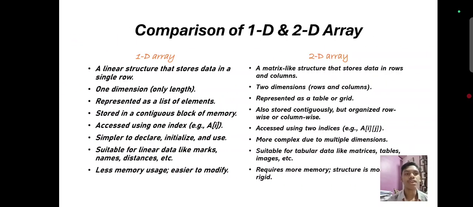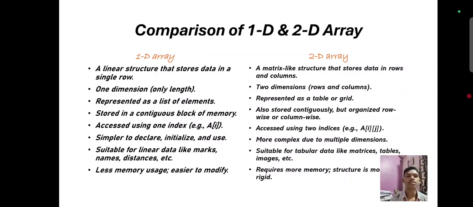Comparison of 1D and 2D arrays. A 1D array is a linear structure that stores data in a single row, one dimension only, length. It represents a list of elements stored in a continuous block of memory, accessed using one index. It is simple to declare, initialize and use, suitable for linear data like marks, names, distances, etc. Less memory use, easier to modify.